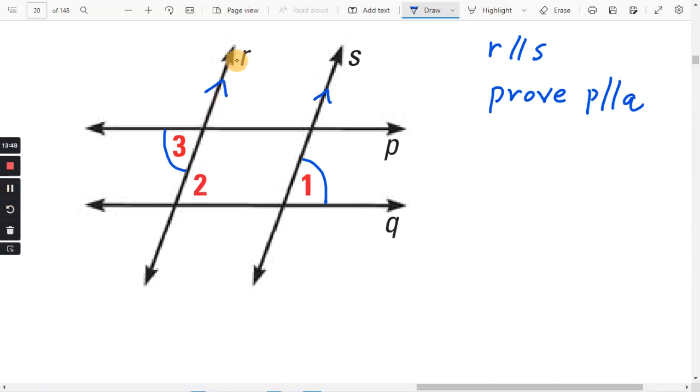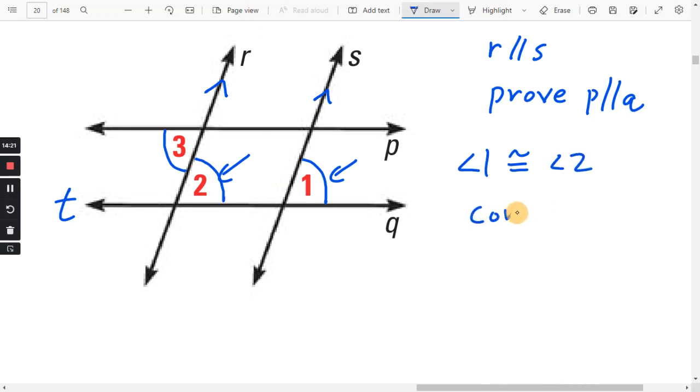All right, if R is parallel to S, that's given. I can use this line on the bottom as my transversal. I'll call that T. Out of these 4, this one is on the top right. Out of these 4, that one is on the top right. So if R is parallel to S, then 1 is congruent to 2. Angle 1 is congruent to angle 2, and that is because they are corresponding. They're in the same position from one line to the other.